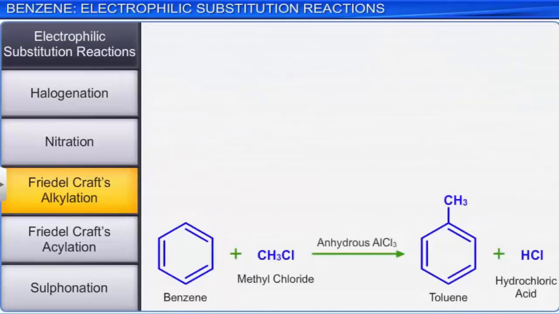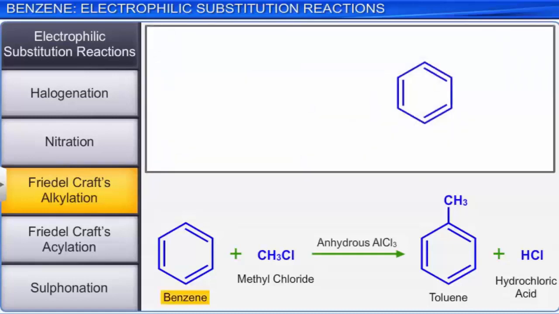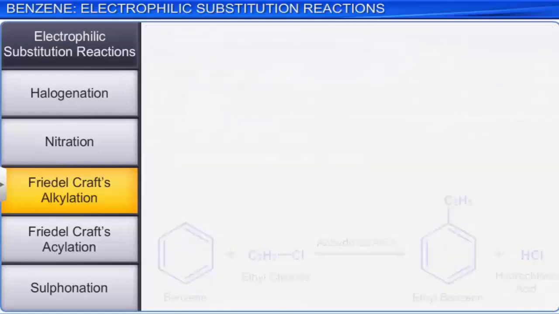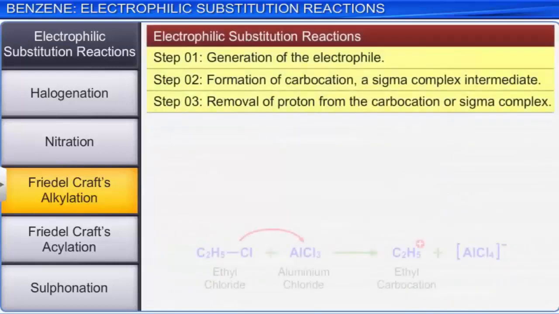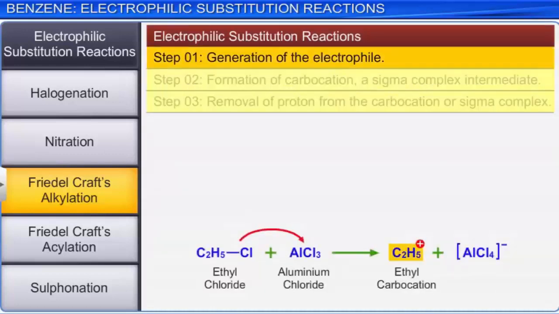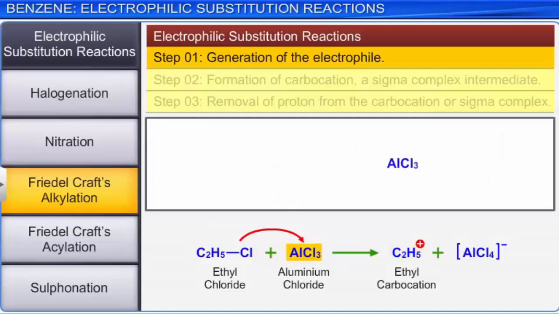For example, when benzene is treated with methyl chloride in the presence of anhydrous aluminium chloride, it results in the formation of methyl benzene or toluene. Similarly, benzene reacts with ethyl chloride in the presence of anhydrous aluminium chloride to form ethyl benzene. Let's discuss the mechanism of this reaction. First, an electrophile, which is a carbocation here, is generated when anhydrous aluminium chloride combines with the attacking reagent ethyl chloride, as shown here.